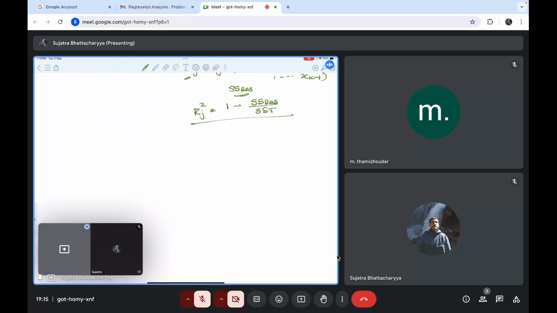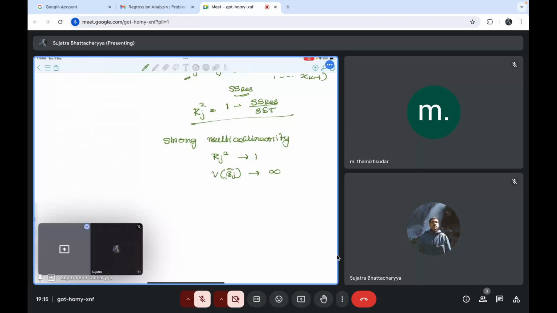And when I have shifted to Rj square, for strong multicollinearity the condition is that Rj square generally tends to 1. We have seen it. And therefore the variance of beta j hat tends to infinity.